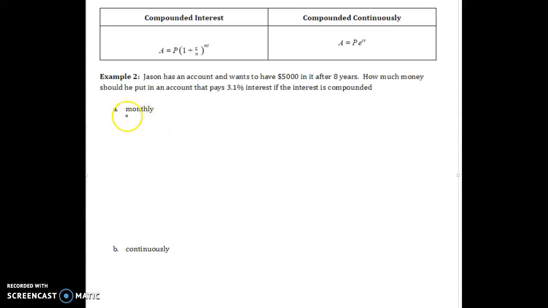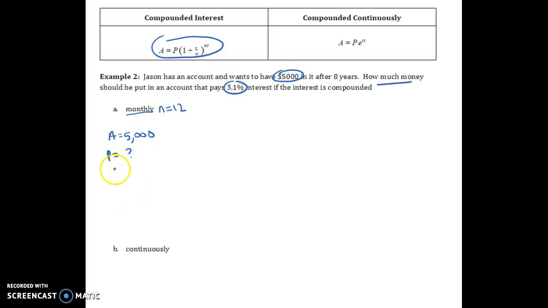First problem, we have a situation where the interest is going to be compounded monthly. That means we're using this formula, and monthly means that it'll happen 12 times in a year. If I read the problem, Jason wants to have this amount, so that's going to be our A. And the question is, how much should he put in? So we don't know what P is going to be. Everything else is pretty straightforward.